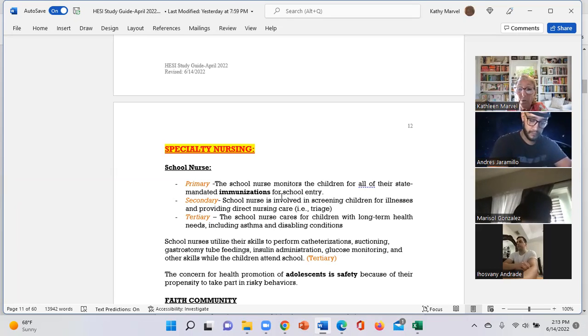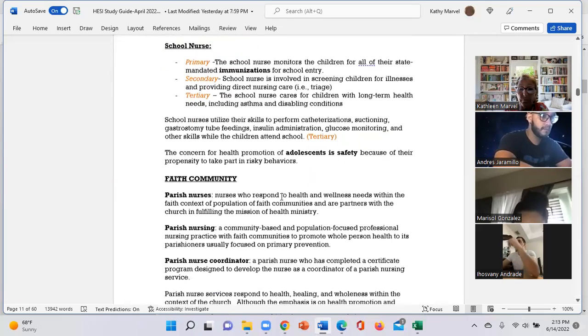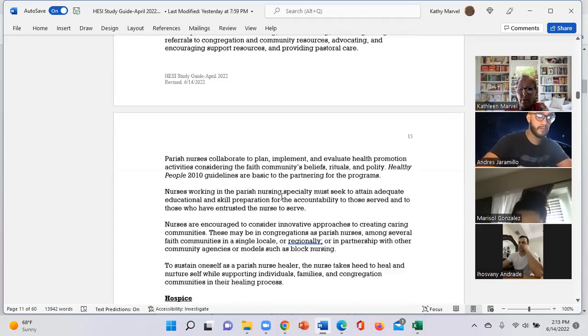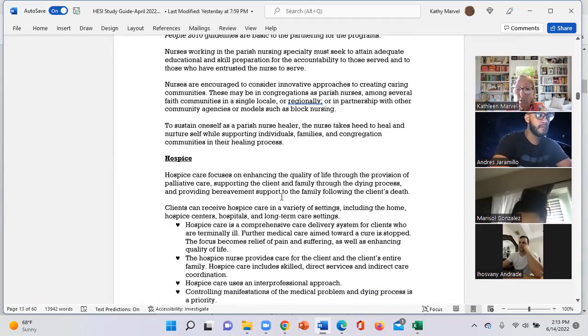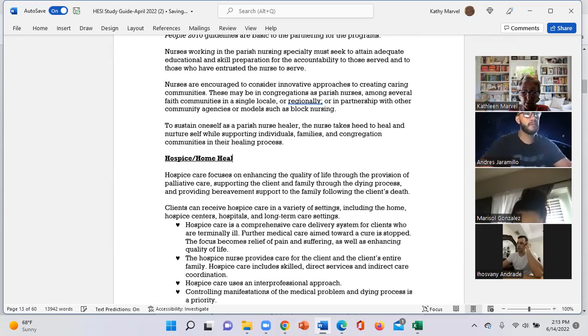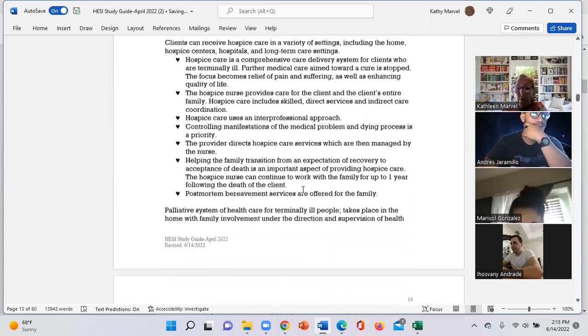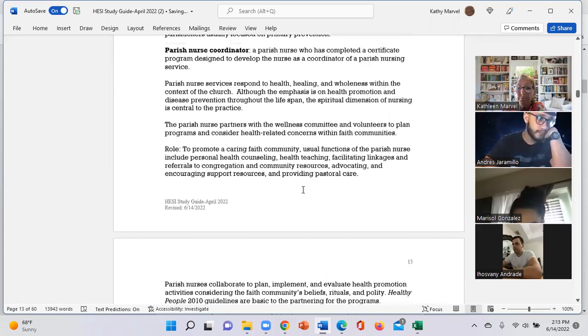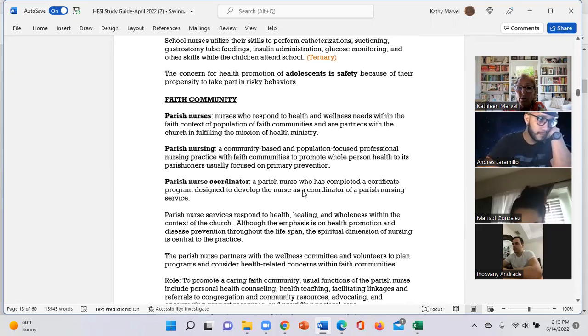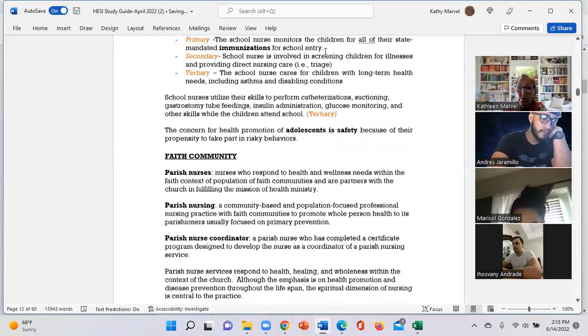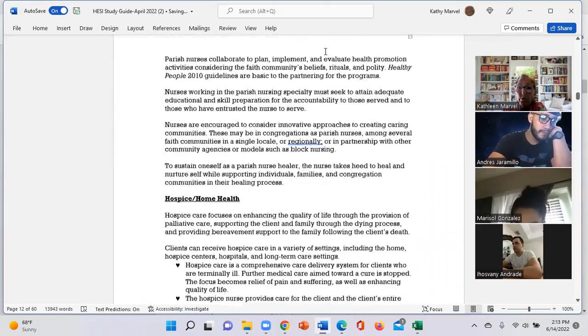The second concept is specialty nursing. What did we talk about over the term? We talked about the school nurse, the faith community nurse, and the hospice nurse. This should actually be hospice and home health nurse, because we did that together. So we need to be aware of those specialty areas of nursing: school nurse, faith community, hospice, and home health.